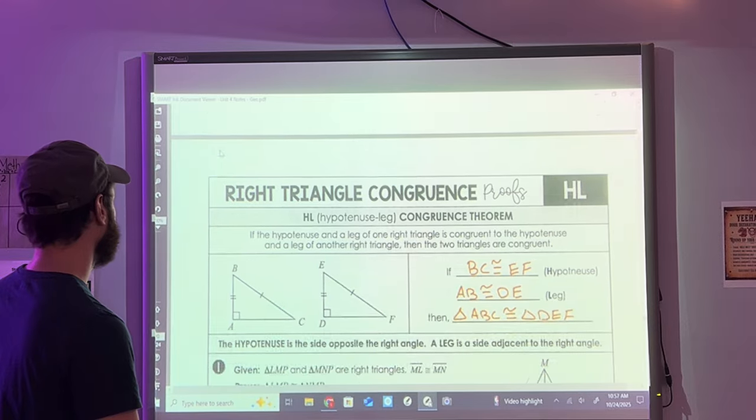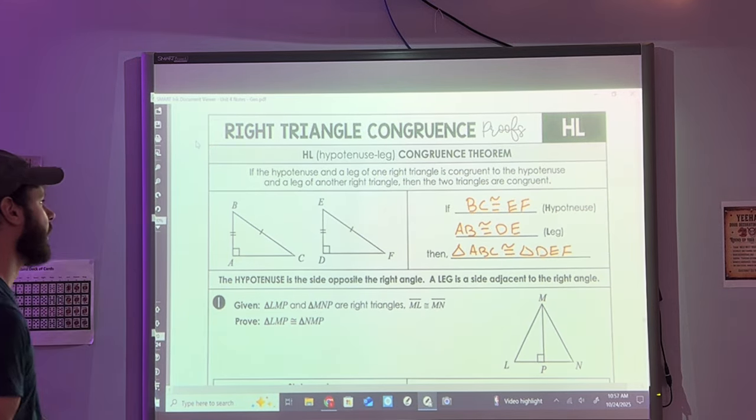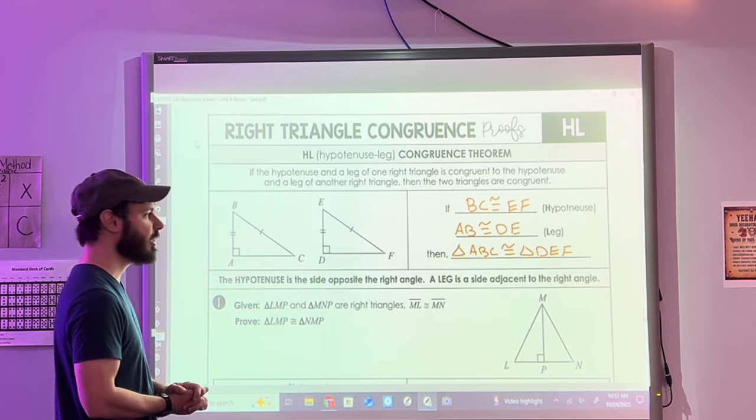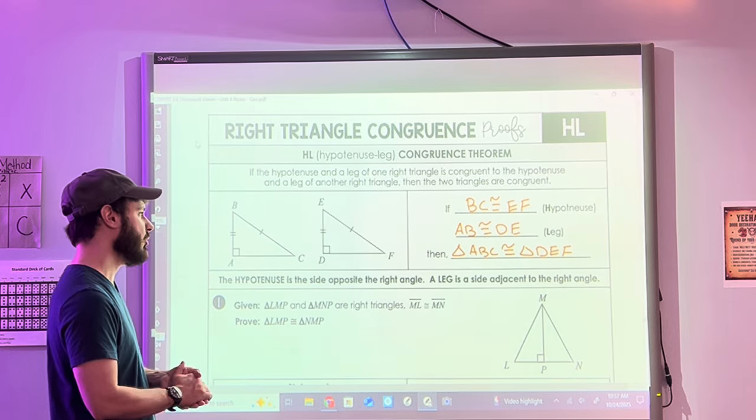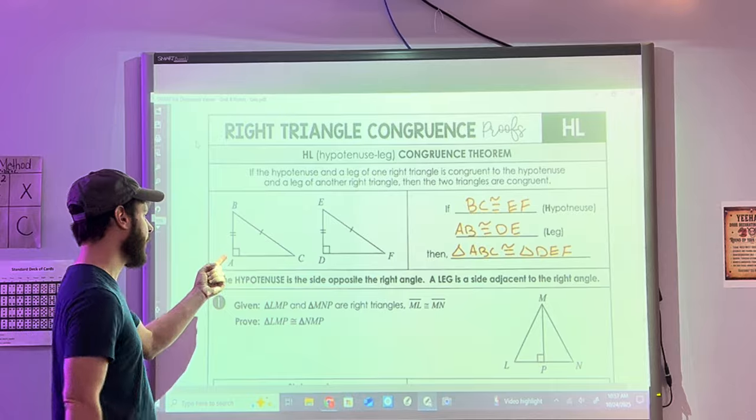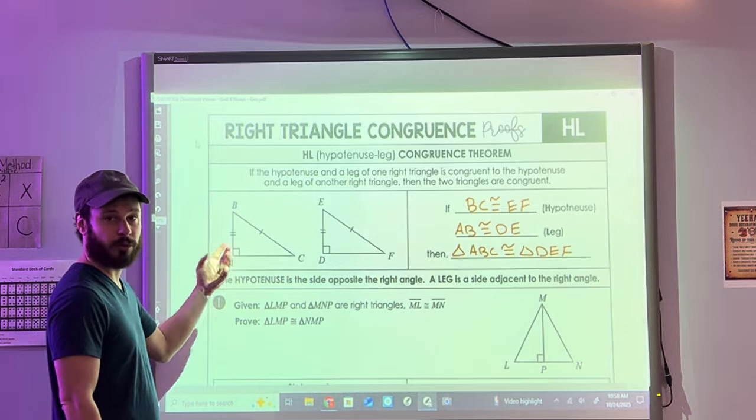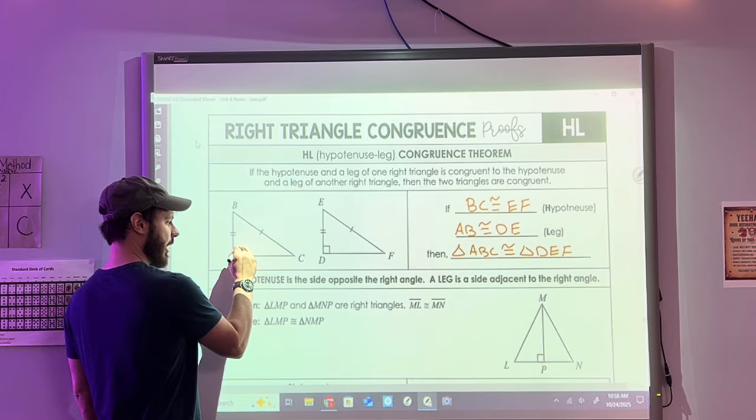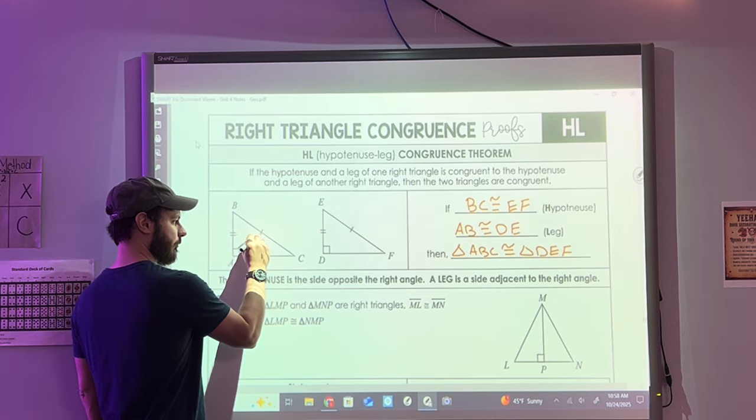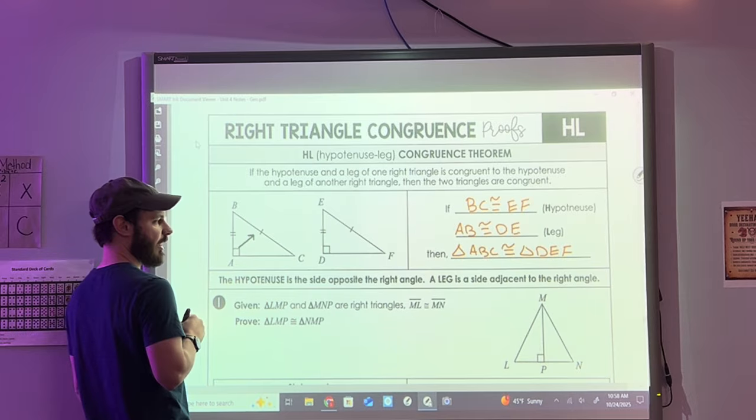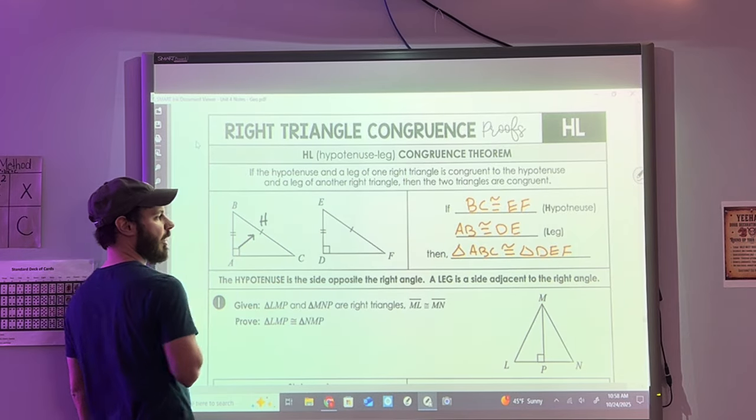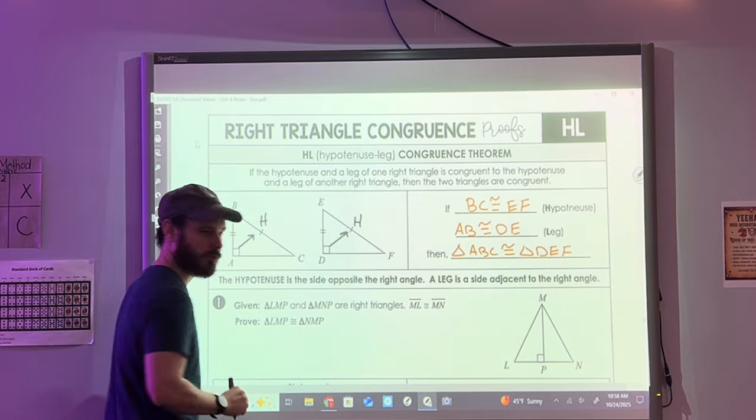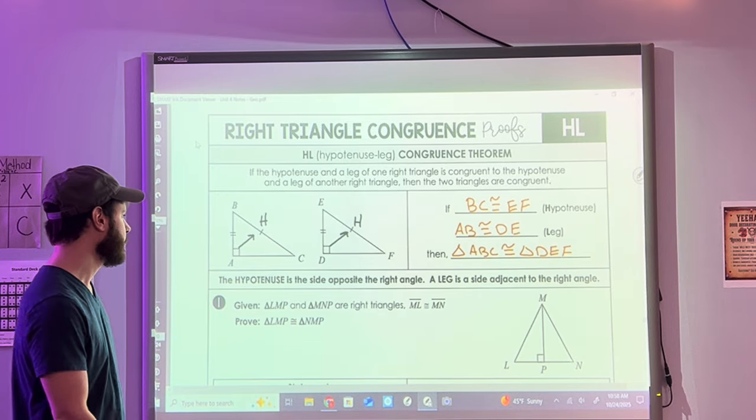On to our last one. Hypotenuse, leg. All right, so this one doesn't care about angles so much. It just needs you to have a hypotenuse and a leg. Well, the hypotenuse is always the side of the triangle that is across from the box. So here I have my 90-degree corner. The side that that's facing, that is always the hypotenuse. Always, always, always.